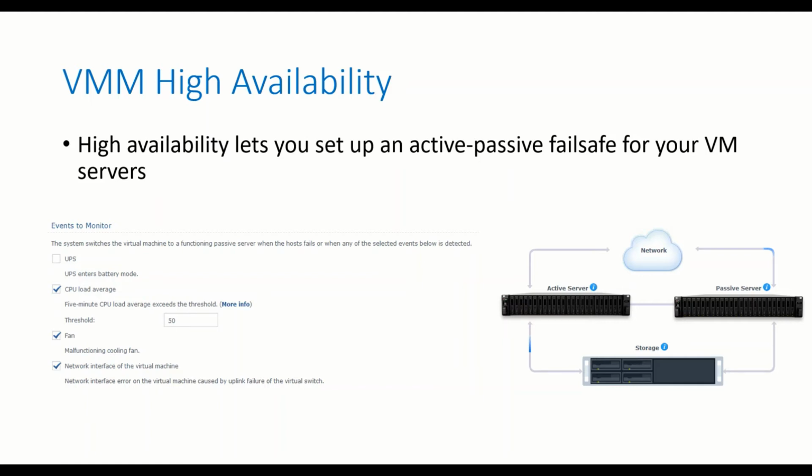As you can see, there are some events that may trigger such a failover or switchover. We've got if the UPS enters battery mode, if there's a significantly high load on the CPU, if there's a malfunctioning cooling fan, as well as network interface issues, any number of them. But these ones are directly from VMM high availability, and these are events that VMM monitors. So now I'll talk you through the setup for HA, as well as show you HA failover.